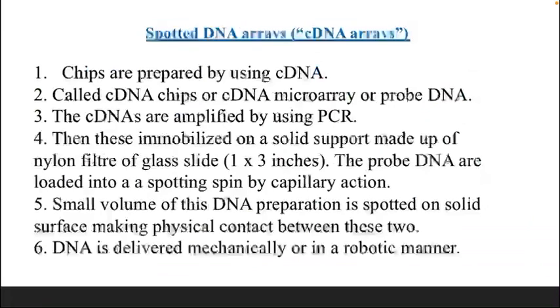These cDNA are then immobilized on a solid support made up of a nylon filter or glass, and the probe DNA are loaded onto the solid support and get spotted. A small volume of the prepared DNA is spotted on the solid surface by making physical contact between them, and the DNA is delivered mechanically or in a robotic manner.